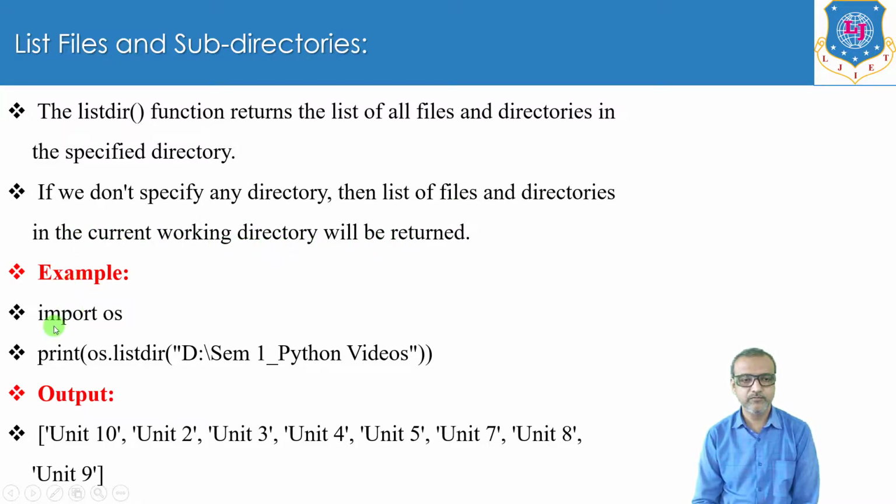See, for example, first of all we will write import os, then print of os.listdir, and here we have written this directory, that is in D drive we have this folder same1_Python_videos, and in this folder we have the list of these units. If I run this program, in the output we will have a list of all these units. Now I will show you the output of this program in PyCharm.